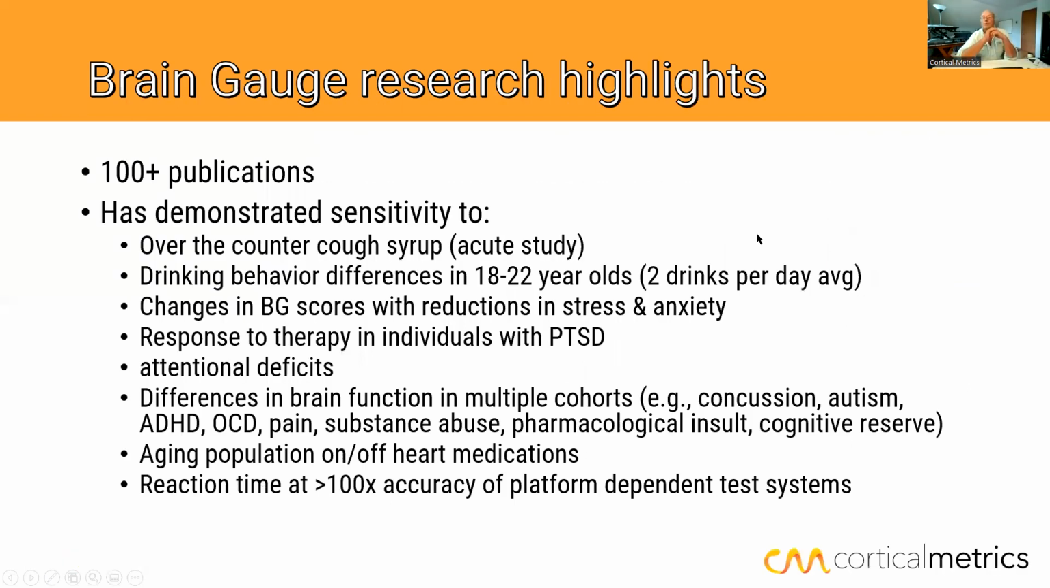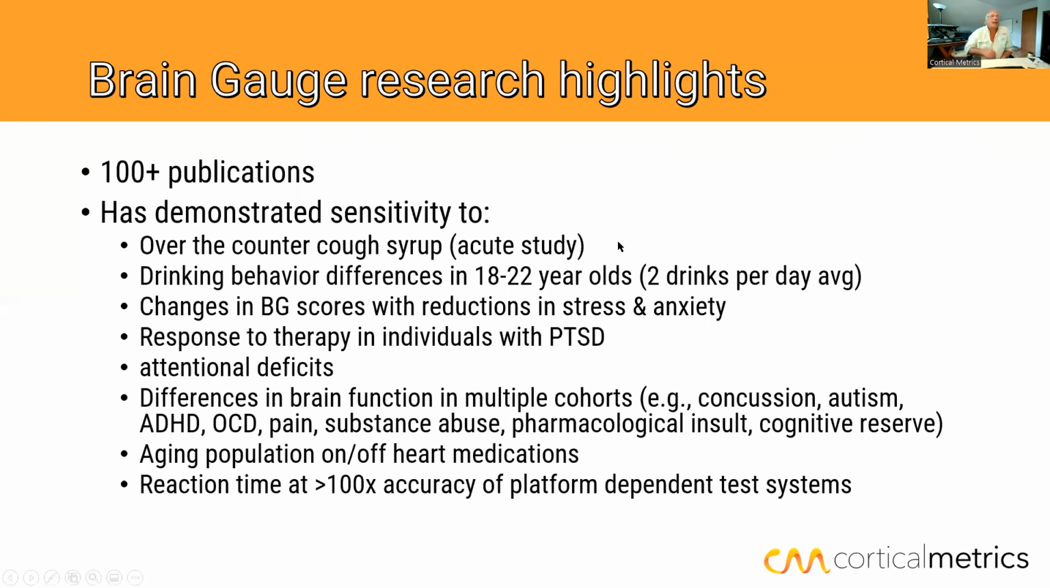So what are our research highlights? What did we do with it? We got a bunch of publications, and that's kind of boring, so nobody wants to read those, so I'm making videos. But if you want to read them, you can go to our website and look at them. Brain Gauge has demonstrated sensitivity to a lot of things. One is over-the-counter cough syrup. If you've ever taken cough syrup and felt a little goofy, we can actually measure that goofiness. That's because it's an NMDA receptor antagonist, but that's another story.